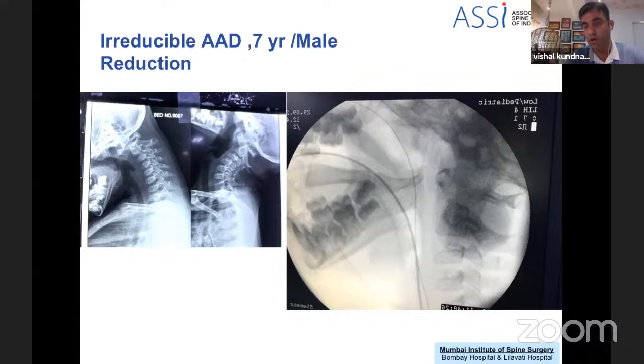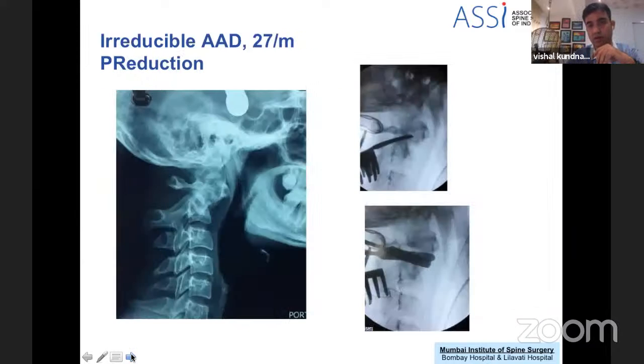It can prevent your implant stress completely, and you will really be able to do a simpler surgery rather than doing a complex surgery of anterior, posterior, or occipital involvement. Like in a 7-year-old child with this X-ray, even on traction which is not reducing, just by the mouth push, it completely reduces to get a transarticular screw fixation.